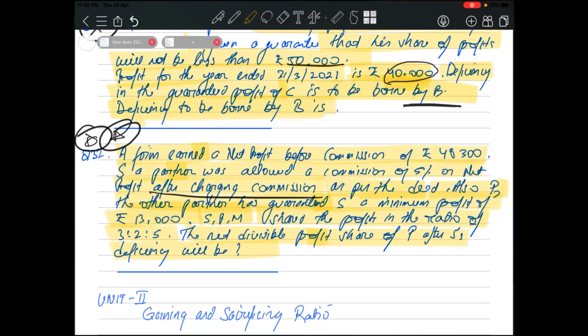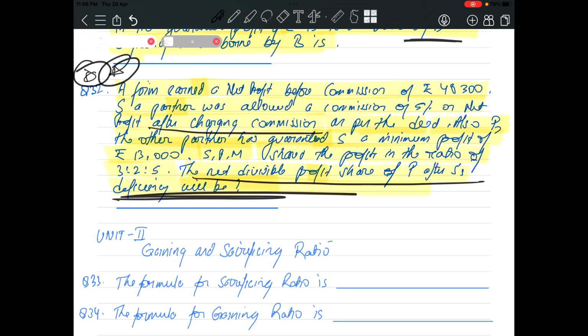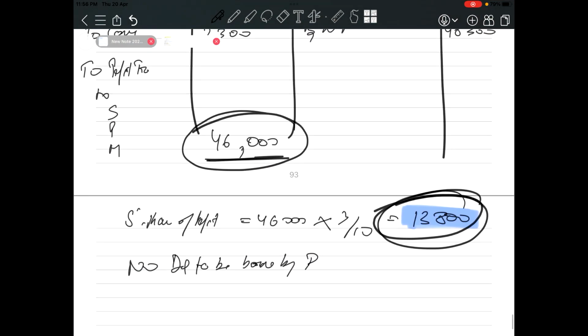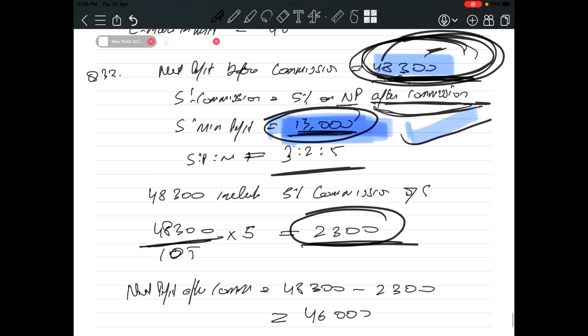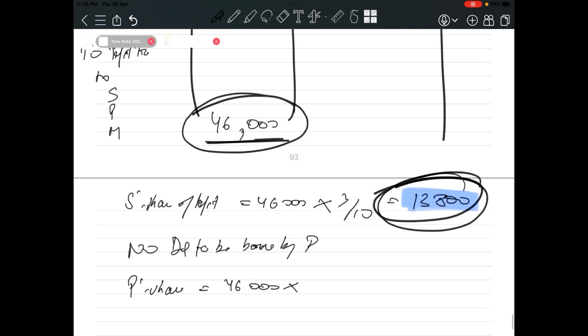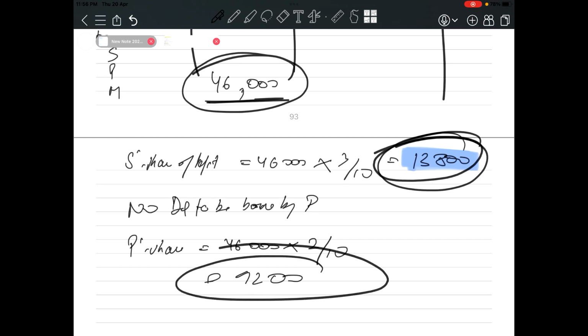So now what was the requirement of the question? We have to calculate the net divisible profit share of P after S's deficiency. Will P bear any deficiency? No. So straight away we can calculate the share of P. P's share will be how much? 46,000 into the ratio 3:2:5, so 2 by 10. What will be the amount? 46,000 into 2 divided by 10 will be 9,200.